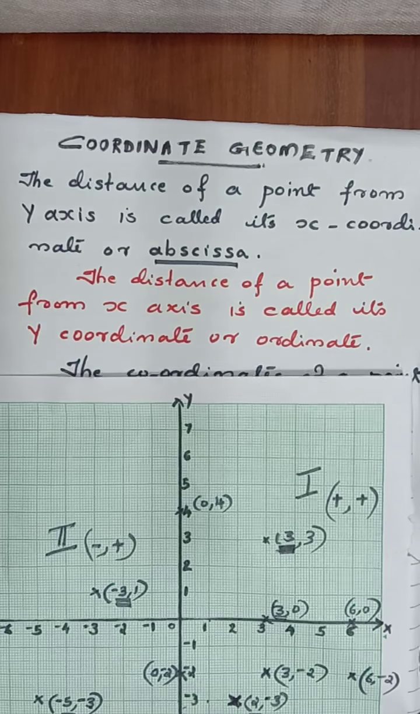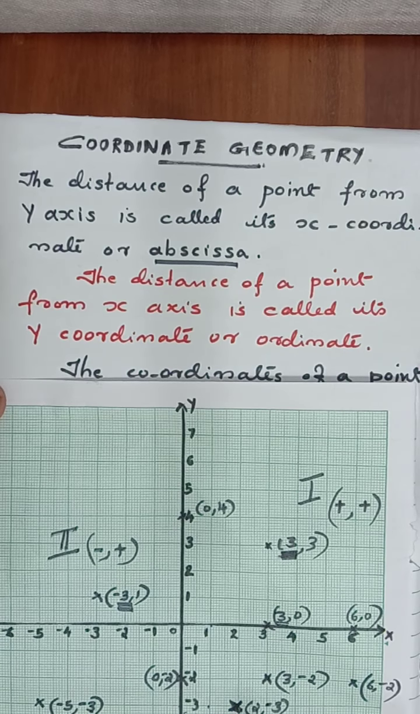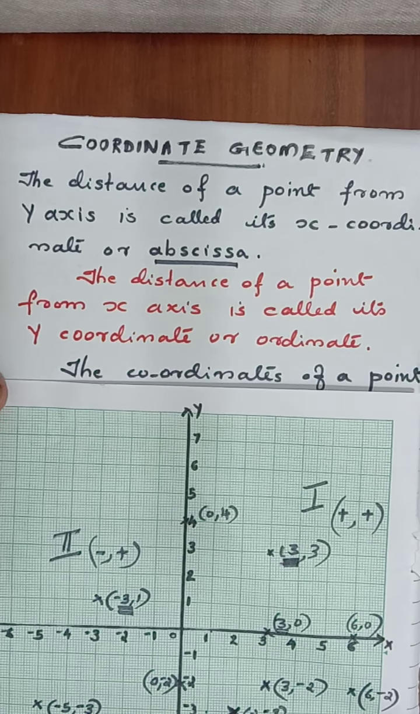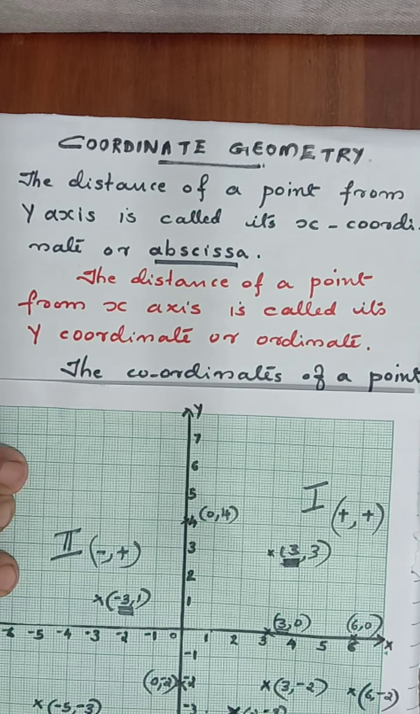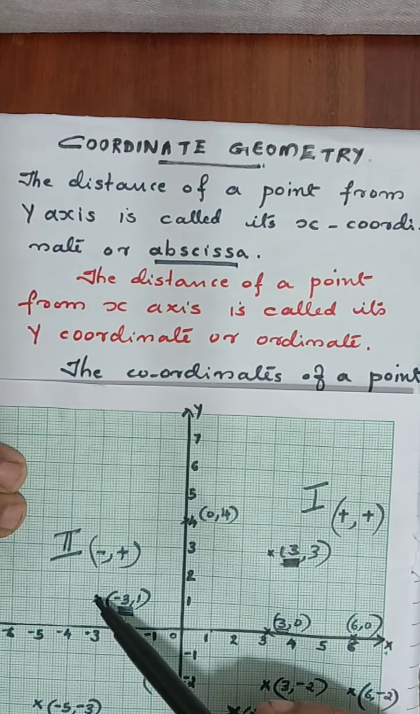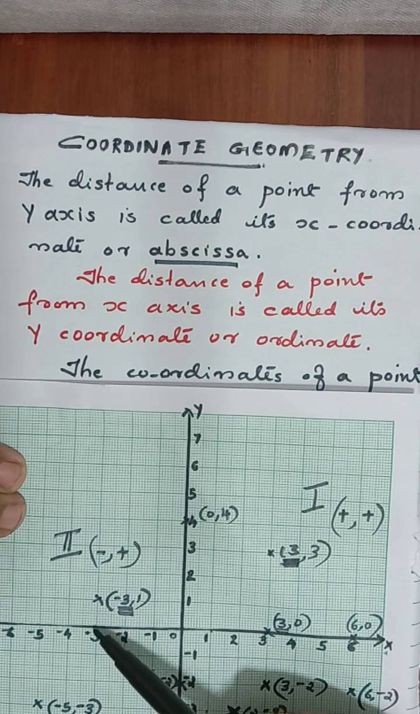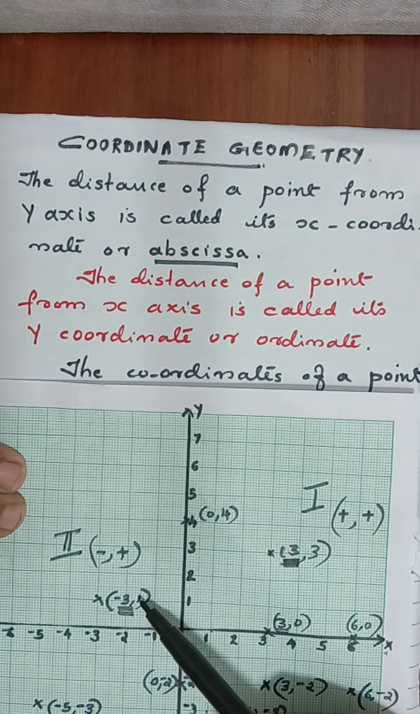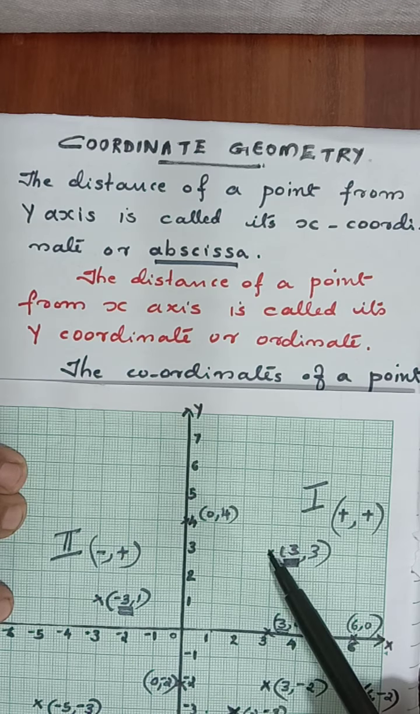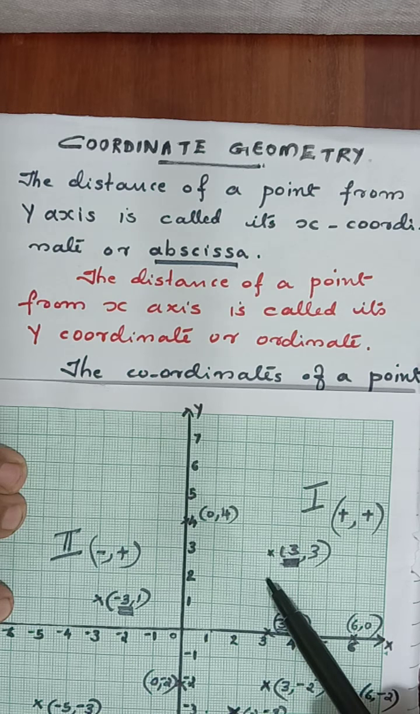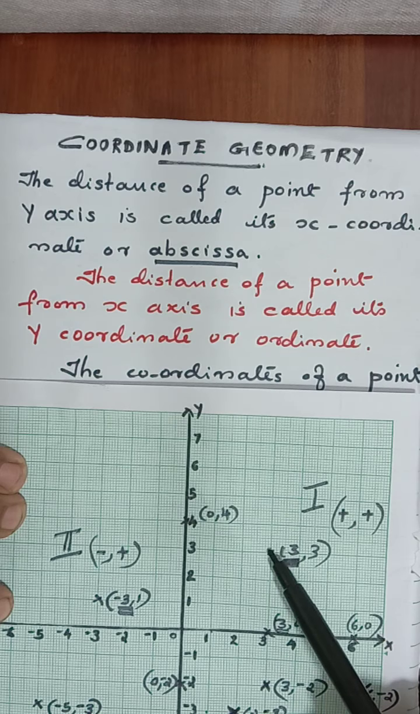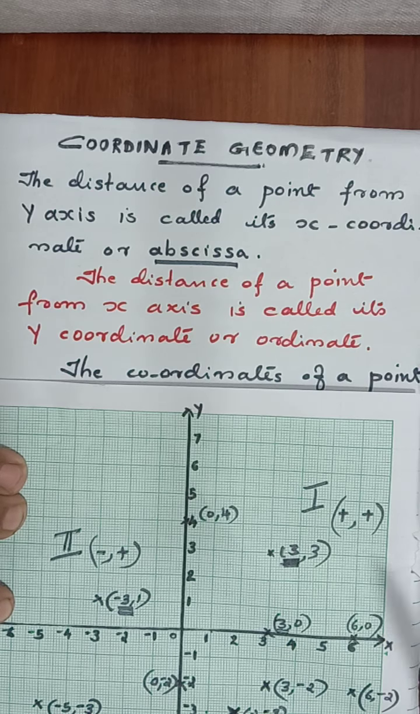In the same way, the distance of a point from the x-axis is called its y-coordinate or ordinate. From the x-axis, for example, to this point, 1 unit you have to move. That is called the y-coordinate. To this point, 1, 2, 3, 3 units from the x-axis. That is called the y-coordinate.